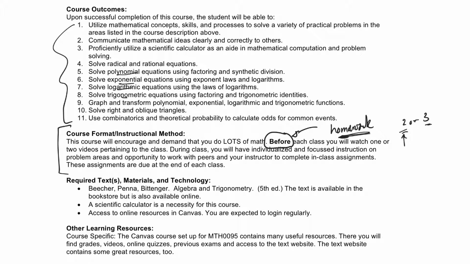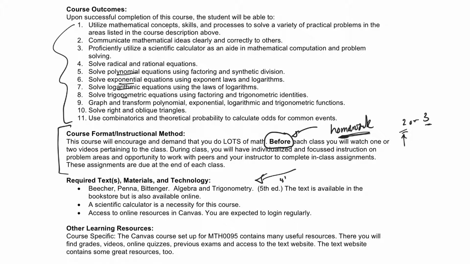So every Wednesday night, it won't be a come and listen to Jeff talk for 2.5 hours. I'll talk a little bit, but lots of the time will be spent with you working on problems and me helping you out. In terms of the textbook that you need, we need this one, the Beecher Penna Bittinger Algebra and Trigonometry. It's available in the bookstore.